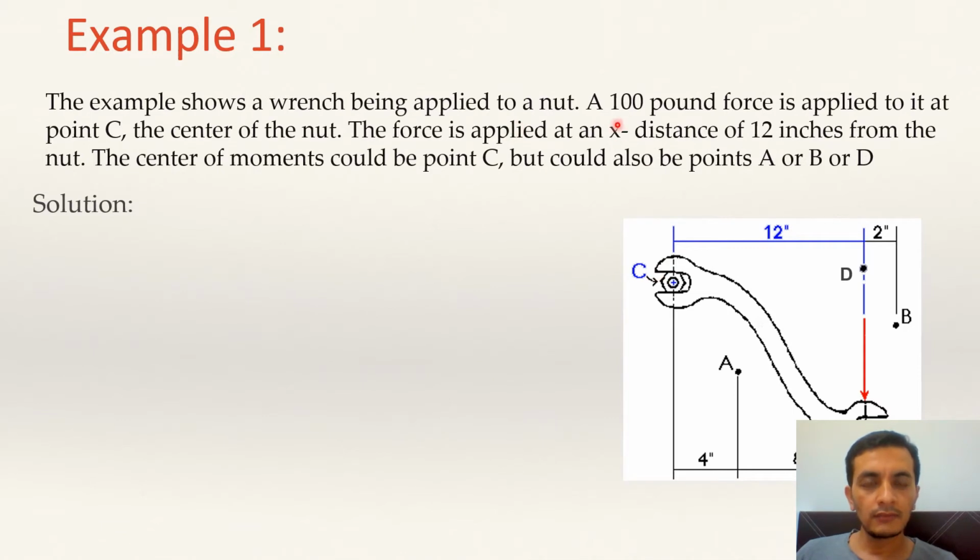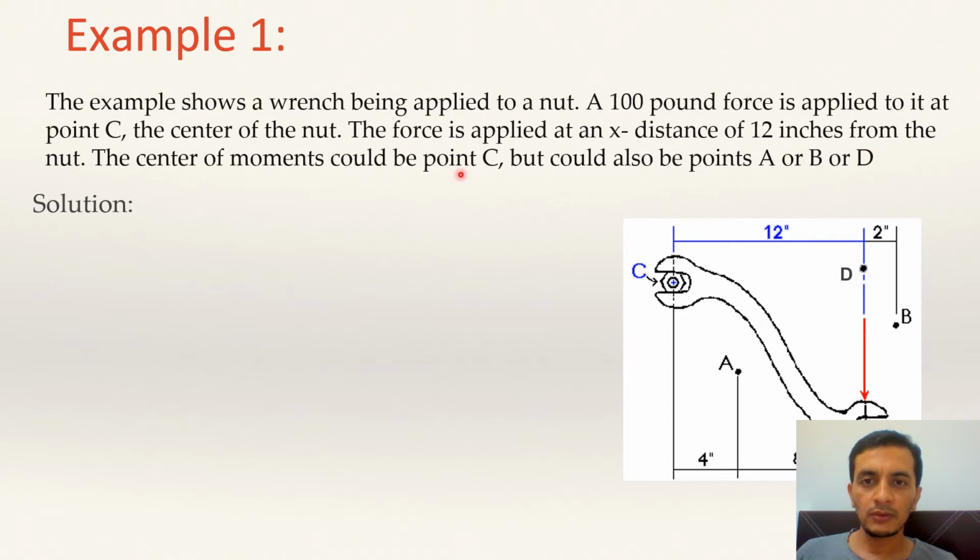So this is the nut with a 100-pound force. The 100-pound force is being applied on this end, and at point C, the center of the nut. So this is the center of the nut about which it will rotate. The applied force is at a distance x of 12 inches. The red arrow is representing the force F. It is being applied on the nut at a perpendicular distance of 12 inches. So notice the units here. The force is given in pounds and the distance is given in inches.